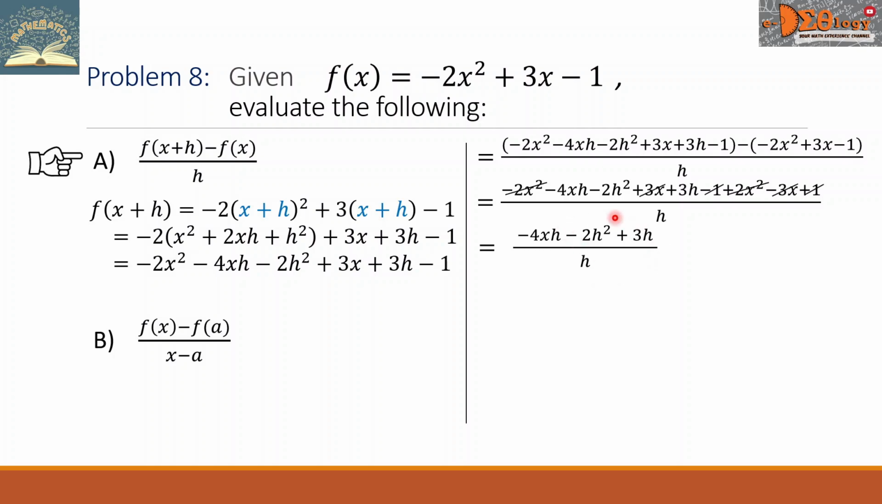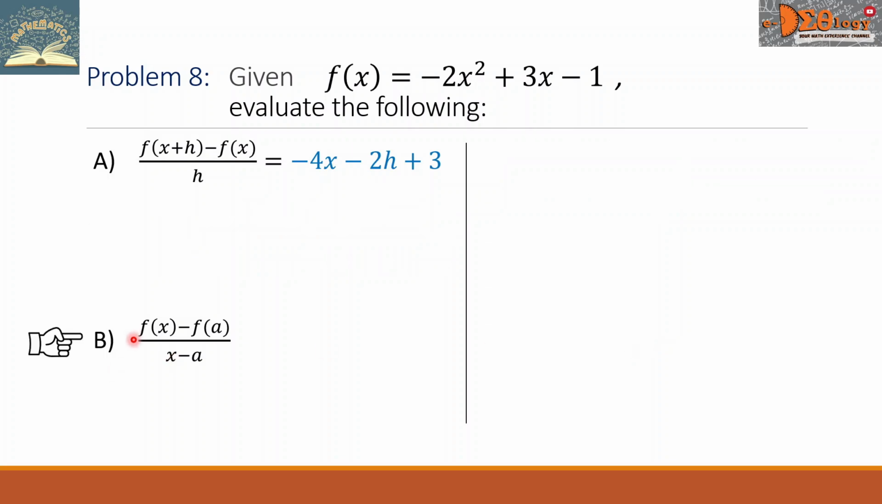Note that in the numerator, there is a common factor, and that is h. Let us factor it out. So we have h times negative 4x minus 2h plus 3 all over h. We can see that we can cancel this h with the denominator h. Finally, the answer is negative 4x minus 2h plus 3.